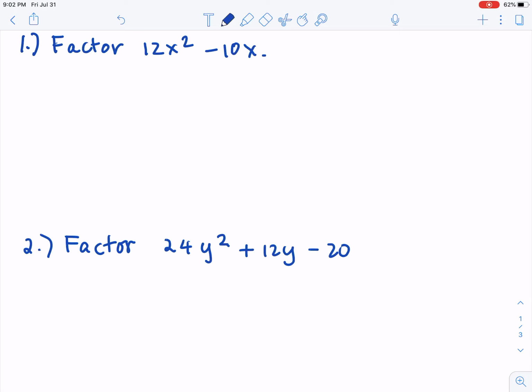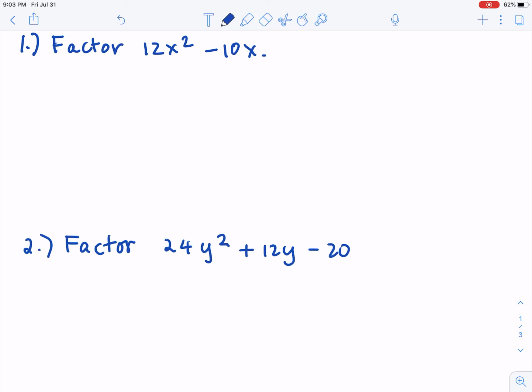In this video, tutuloy natin yung series natin on factoring. So far, yung pinag-aaralan pa lang natin ay yung factoring polynomials with common monomial factors. As we go on in this series, syempre we will be learning more methods of factoring. Let's answer number 1. We have factor 12x squared minus 10x.